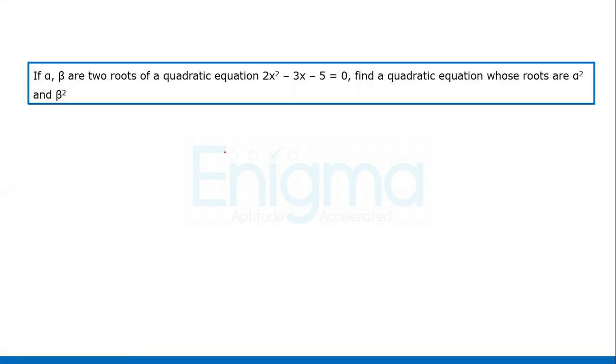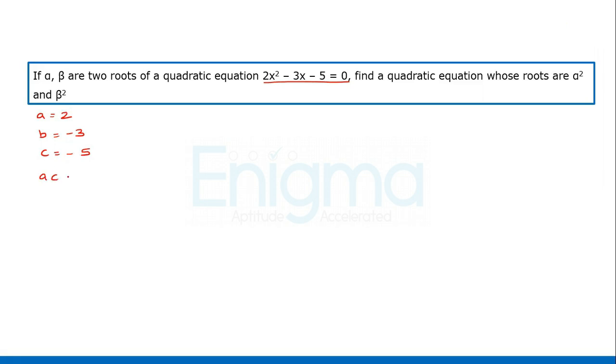If alpha, beta are the two roots of a quadratic equation 2x² − 3x − 5 = 0, find the quadratic equation whose roots are alpha square and beta square. Now, over here, if we compare the given quadratic equation with the standard form, we will get a = 2, b = −3, and c = −5.